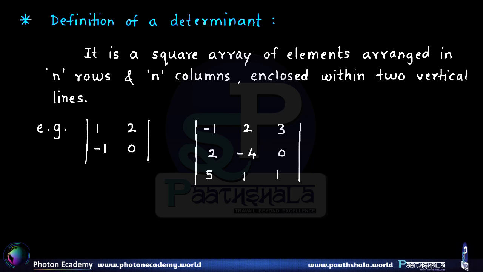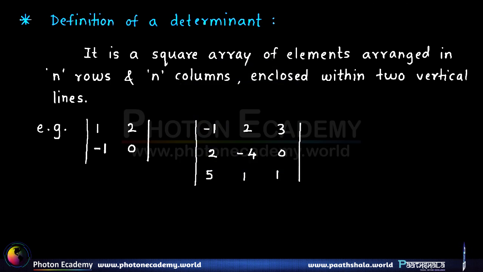As we begin with the topic of determinants, let us first see the definition of a determinant. A determinant is a square array of elements arranged in n rows and n columns enclosed within two vertical lines. So it's basically a square arrangement. Therefore, we have the number of rows and columns equal. Now, as an example here, we have two determinants.